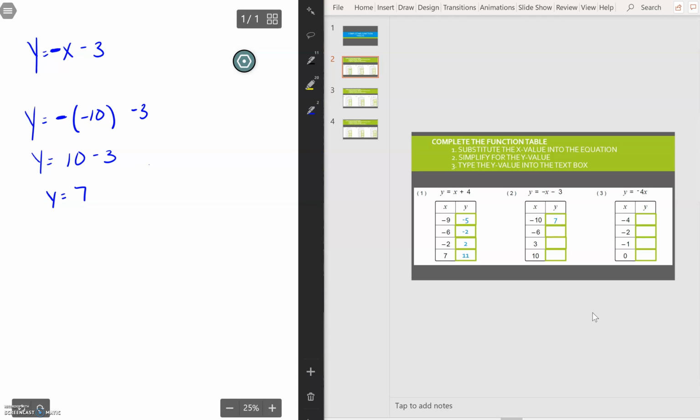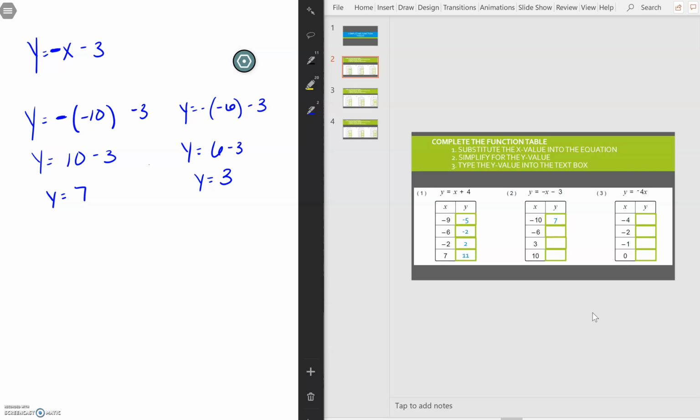So what is the y value when x equals negative 6? Again, we have to make sure that we are not dropping any negative signs. We have to keep every single negative sign that we have in the original equation and whatever we are substituting in. So negative times negative would make that a positive 6. And 6 minus 3 would be 3. So when x equals negative 6, our y value equals a positive 3. So you come over to PowerPoint and you type in that number.